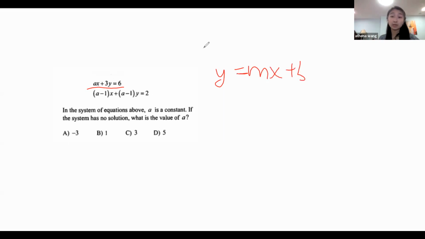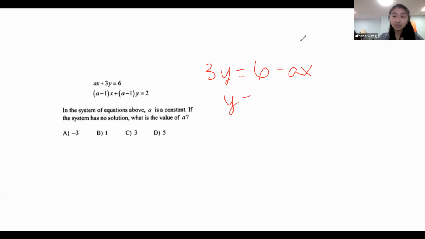Okay, so that is what we are trying to convert it to. So we can subtract ax from both sides, and we get that 3y equals 6 minus ax. Then we can divide by 3 on both sides. So y equals 2 minus (a over 3)x. Okay, so we see that the slope of this one is negative a over 3.